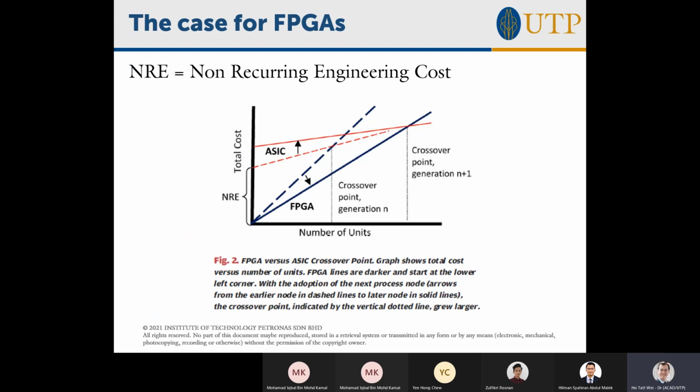Okay, so if you produce many chips, the cost per chip goes down because you amortize the cost of the chip. This is the idea behind ASIC, application specific integrated circuit. These are the ICs that you see.